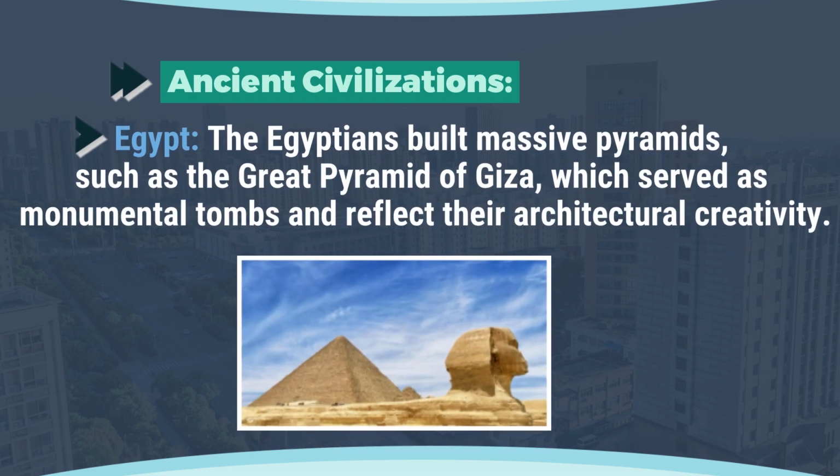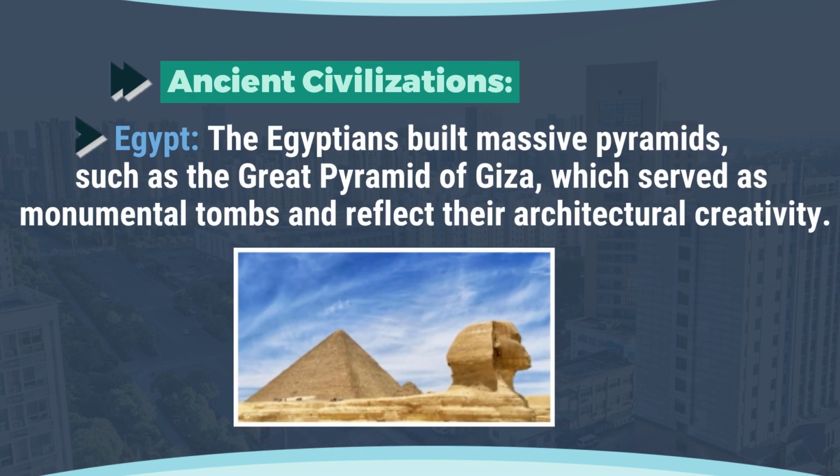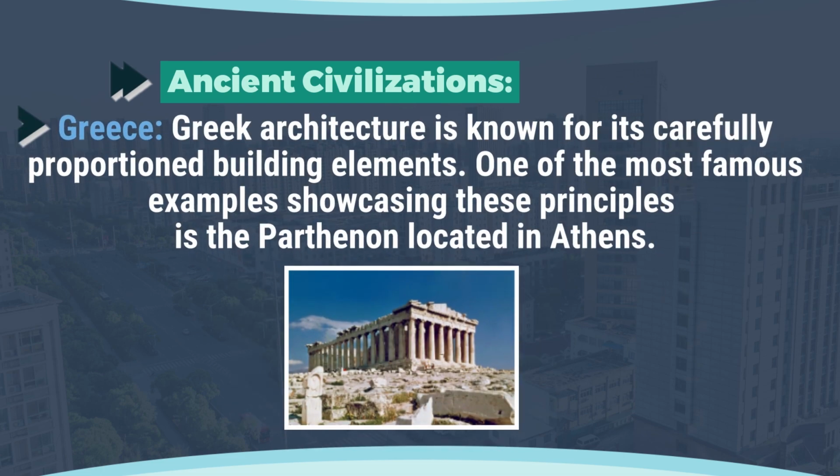Then in Egypt, the Egyptians built massive pyramids such as the Great Pyramid of Giza, which served as monumental tombs and reflect their architectural creativity. And in Greece, Greek architecture is known for its carefully proportioned building elements.